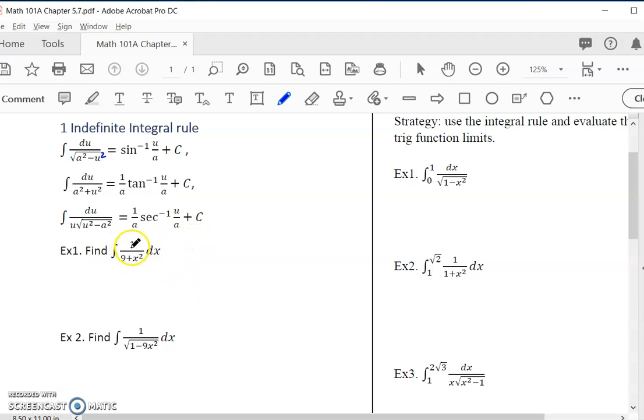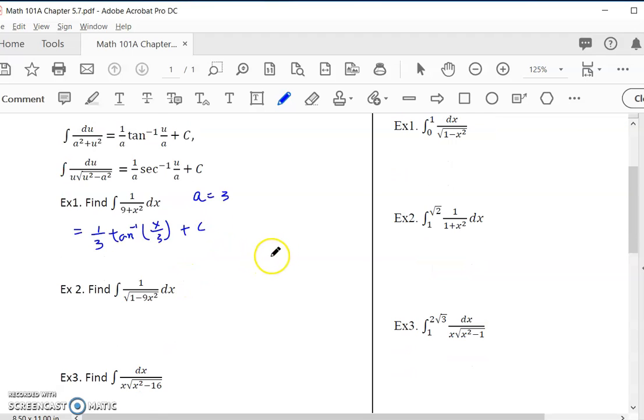Let's look at the first one, 1 over 9 plus x squared. What does it look like? It has no roots, so it must be the tangent one, right? My a would be 3, because 9 is a squared. My x is just u, so I can write it right away: 1/3 arctangent of x over 3 plus c. That's the answer.